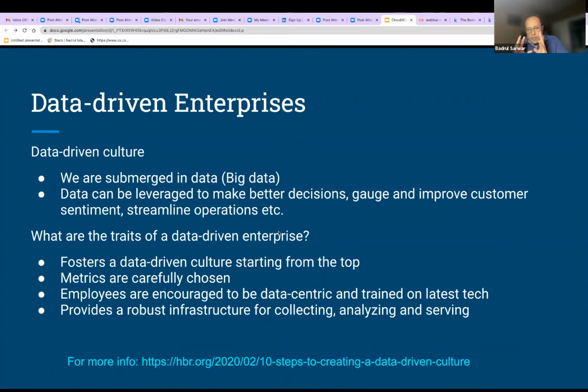So the culture itself is fostered from the top of the organization. And all the decisions are made by looking into data, not by gut feelings or other things. And these are done by choosing metrics very carefully, and employees of the organization are encouraged to be data centric and are trained on the latest technology. And another important thing to become a data driven enterprise or doing machine learning and AI is to provide a robust infrastructure for collecting, analyzing, and serving data.